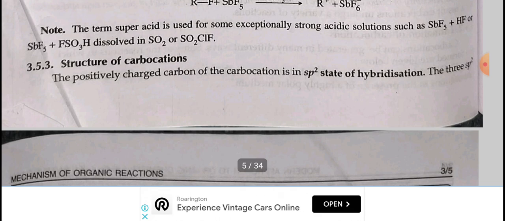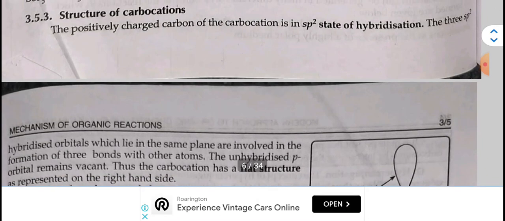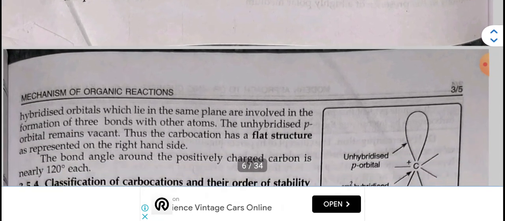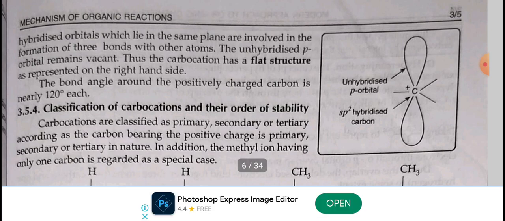Structure of carbocations. The positively charged carbon of the carbocation is in the sp2 state of hybridization. The three sp2 hybrid orbitals which lie in the same plane are involved in the formation of three bonds with other atoms. The unhybridized p orbital remains vacant. Thus, the carbocation has a flat structure as represented on the right hand side. The bond angle around the positively charged carbon atom is nearly 120 degrees.